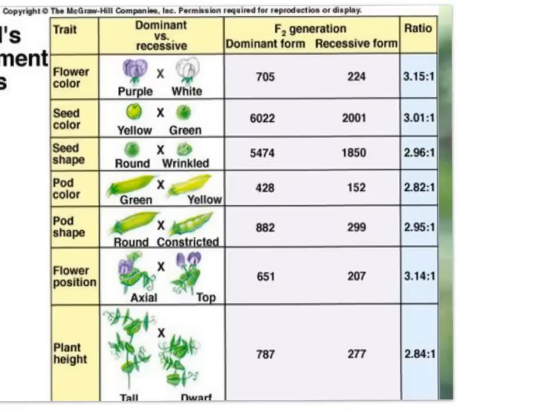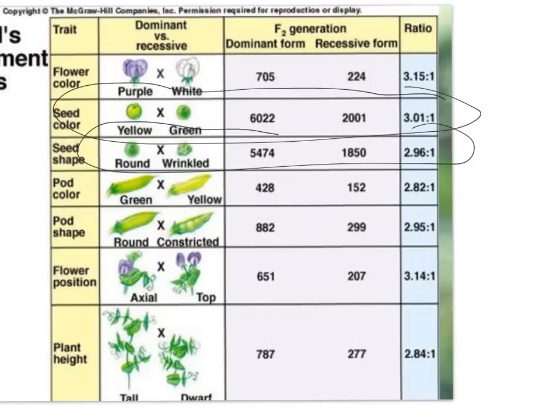It's not exactly 3-to-1. Remember, the reason is when you talk about probability, it's the likelihood of an event to occur. The larger the sample size, the better the ratio. Take a look at this chart. What has the closest to 3-to-1? Well, I'd say it's this one right here. And the next closest is this one. What do you notice about those two? Well, they're the highest numbers, closest to 3-to-1.